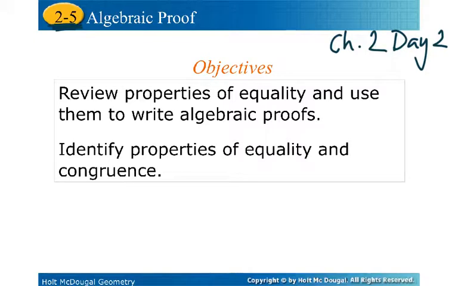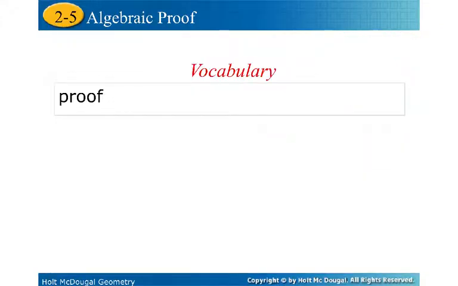So the idea is that we've been using reasons like addition and subtraction, and now we're actually going to talk about their official names of equality, and then we're also going to identify other properties of equality and congruence that we can throw in there as our bank for what to pick for our reason column. So again, all about developing your proof's reason column.